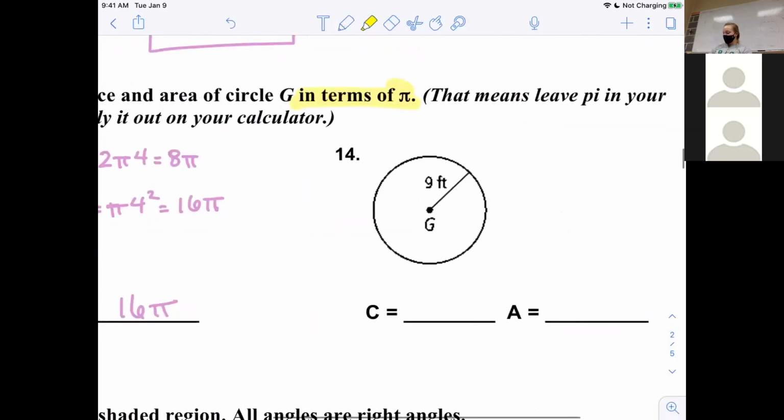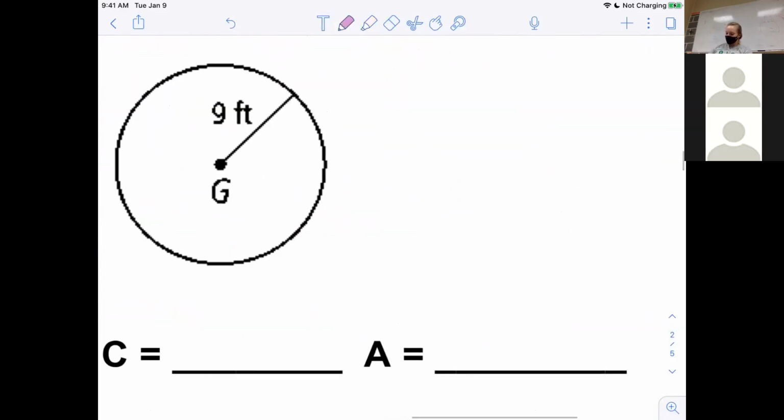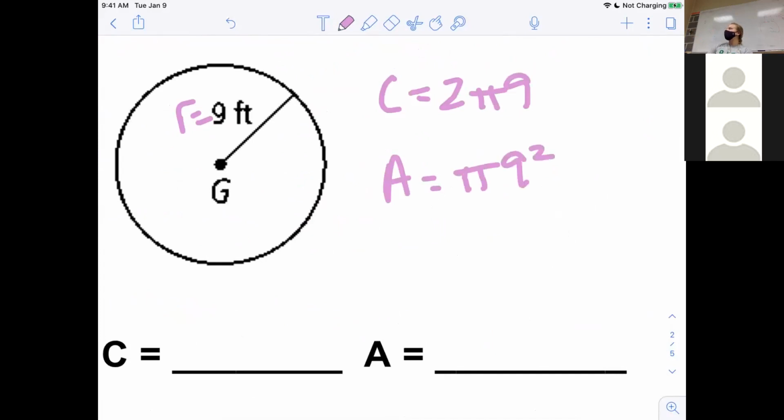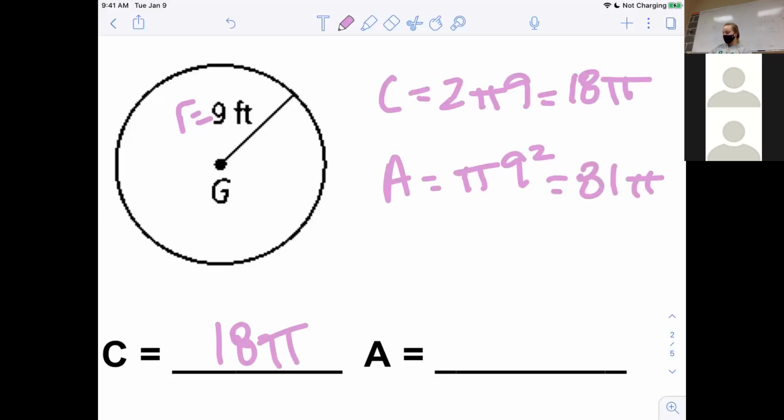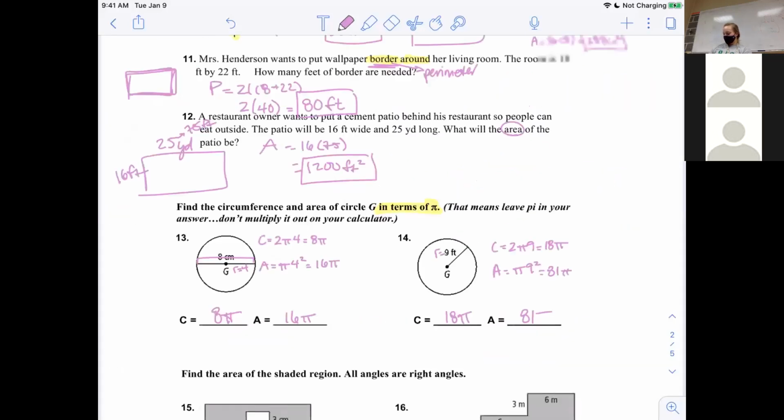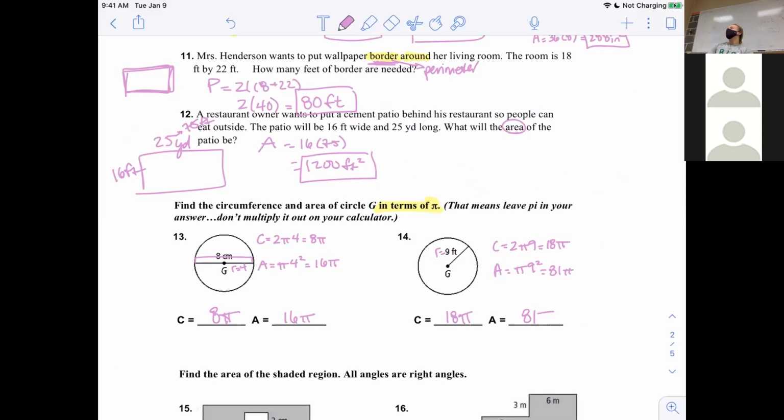Next problem is the exact same, but this time it just said my radius was 9. Circumference equals 2 pi 9. Area equals pi 9 squared. 2 times pi times 9 is 18 pi. Pi times 9 squared is 81 pi. I know I'm moving, but are we doing okay?